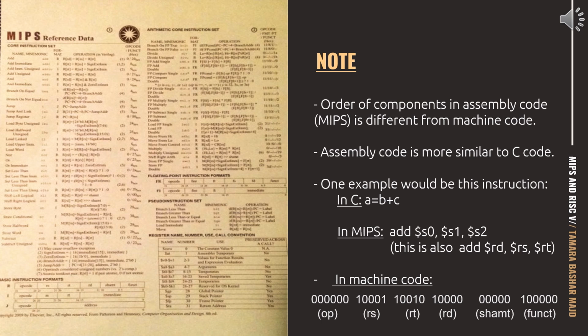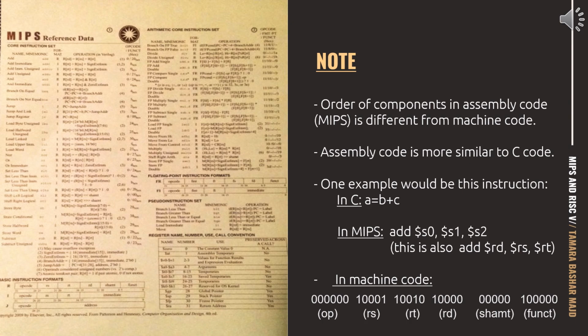In the machine code, it has to follow the R-type format, which is the opcode of zeros, and then the number of the register RS, and the number of the register RT, and then the number of the register RD, and then the shift amount, which is 0 in this case since we're not doing any shifting, and the function of adding.